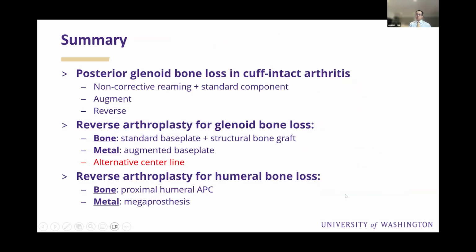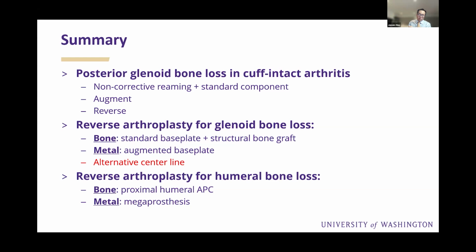So in summary, posterior glenoid bone loss and cuff intact arthritis, we can treat that in many different ways. Non-corrective reaming with a standard component, we could use an augment or reverse arthroplasty. For both glenoid and humeral bone loss, the real controversy is whether you use bone or metal. With glenoid bone loss, I'm a fan of using a standard base plate with structural bone graft, but definitely the trend is using augmented base plate.